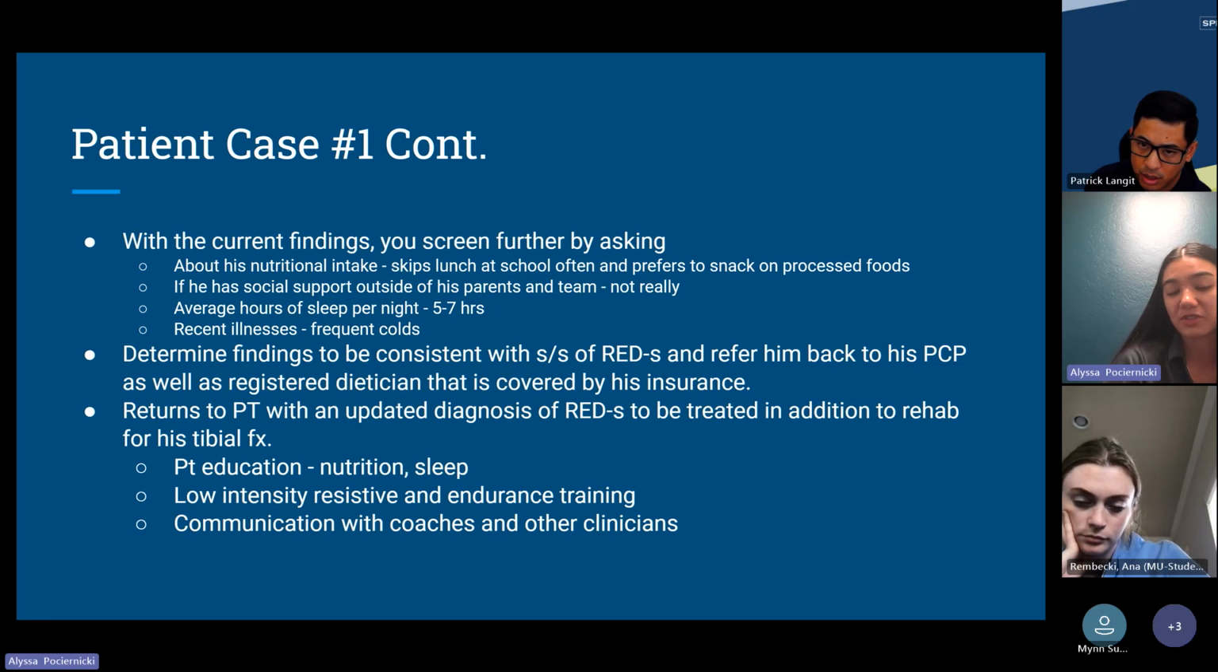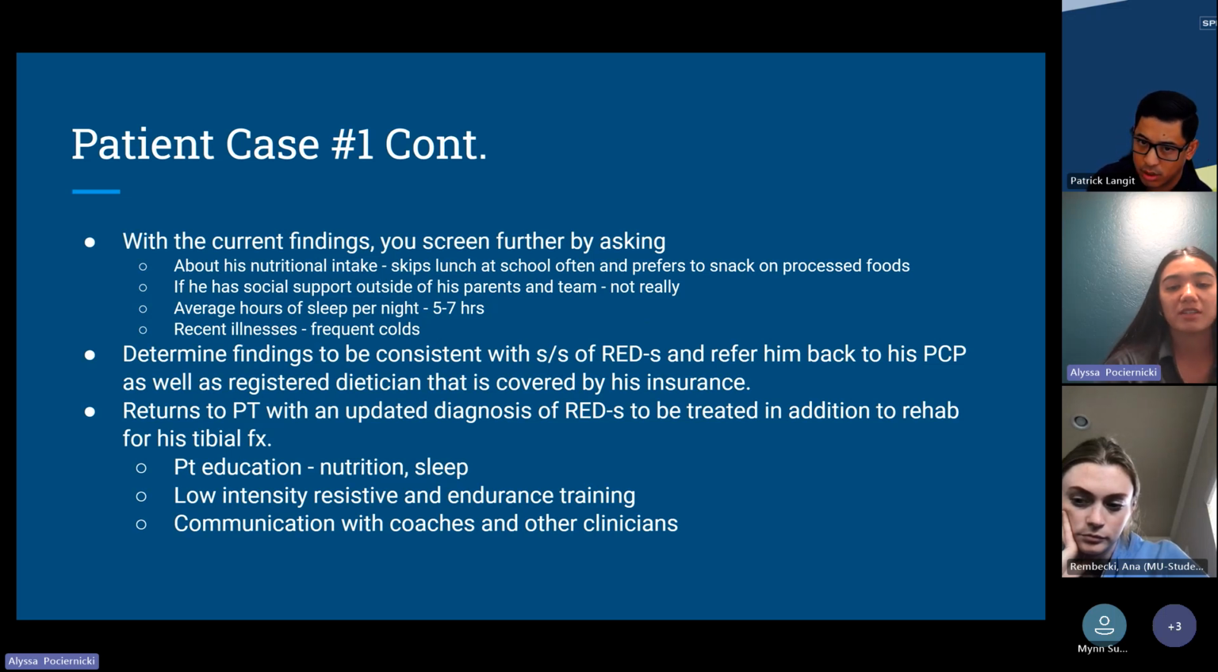You can treat however you see fit, but I thought it would be appropriate to do low intensity resistive and endurance training for him because he is a cross country runner, but also keeping in mind his tibial fracture, that he might not be as strong. And if he also doesn't have the energy to do heavy exercise, I think low intensity resistive would be the best way to go.